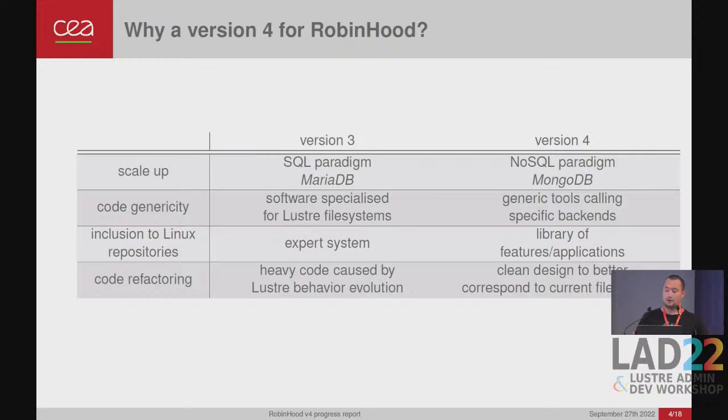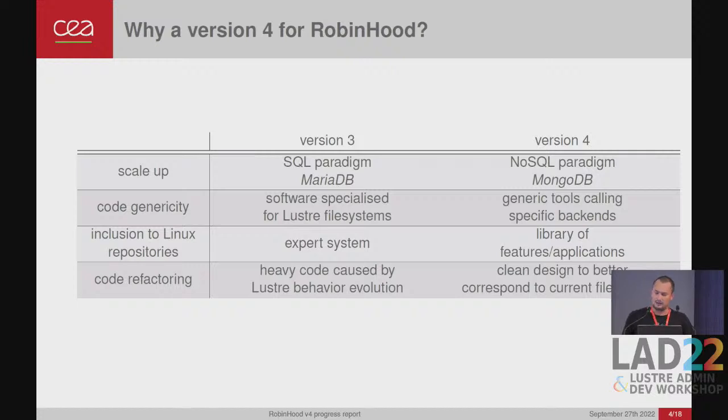Also, we work on code genericity because the third version was a huge software which was specialized for Lustre file systems only, and our goal is to consider a very large set of backends. So we will try to have generic tools, each tool having a lone feature and can be used using any backend available. Also, we will try to include it into Linux repositories, and having an expert system with Lustre is not easy to include, so we will better have a library with different features and applications.